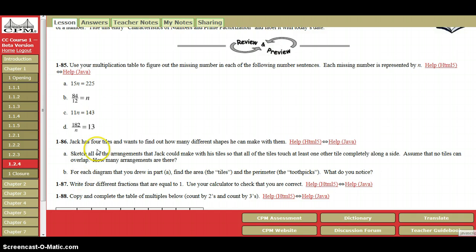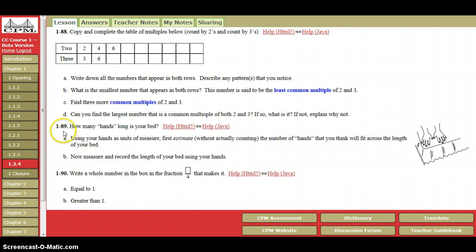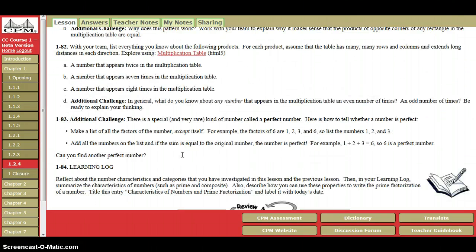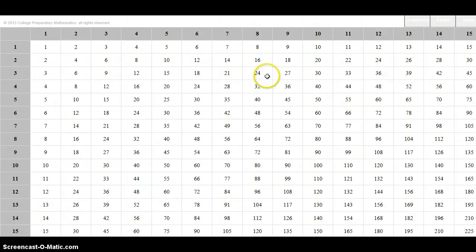Tonight's homework responsibilities were 1-85, 1-86, 1-87, 1-88, and 1-89. One of the things that you will need for your homework before you get started is the multiplication table that we used in class.